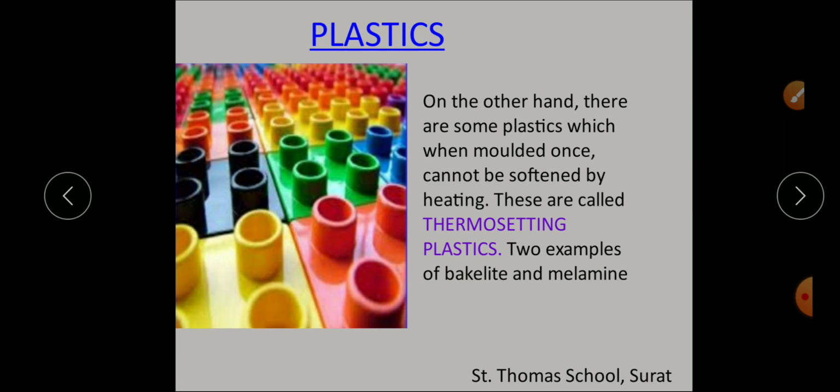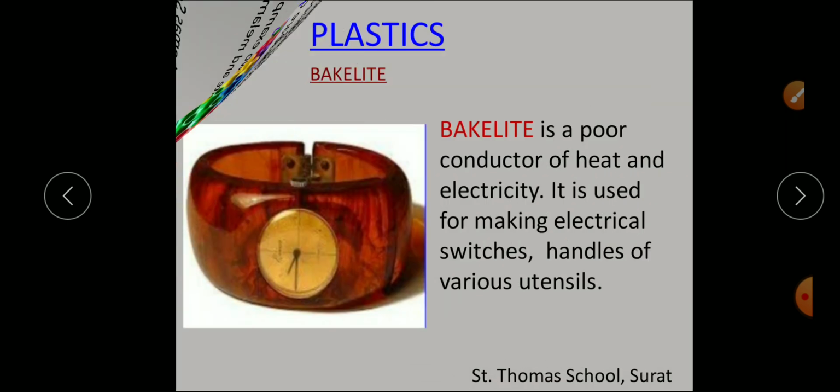So we will see the bakelite plastics. The thermosets have two examples, that is melamine and bakelite. Bakelite is a poor conductor of heat and electricity. It is used for making electrical switches and handles of various utensils. So these electrical switches and handles of utensils are made of bakelite, and it is a poor conductor of heat and electricity.